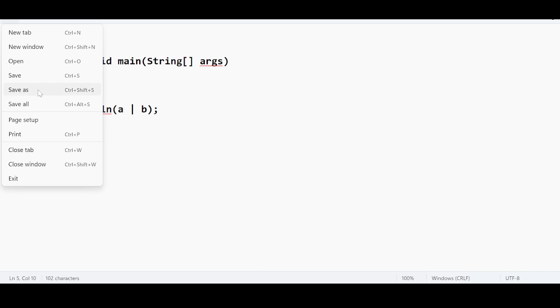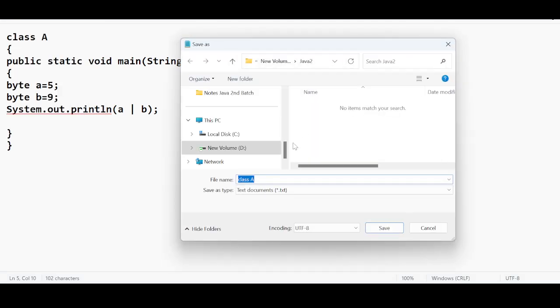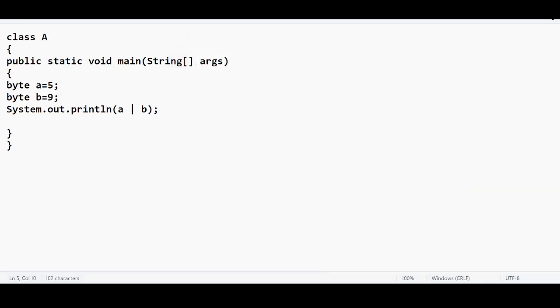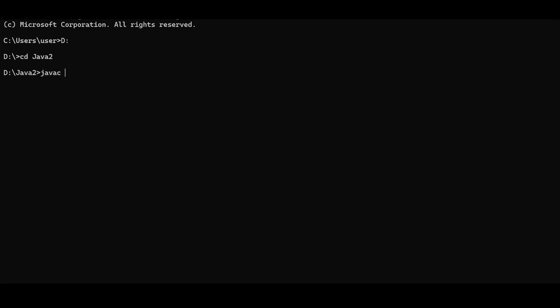File, save as. Let me save it as a.java. Let me perform the compilation: javac space a.java, followed by java space a. So we are getting the resultant value output as 13.